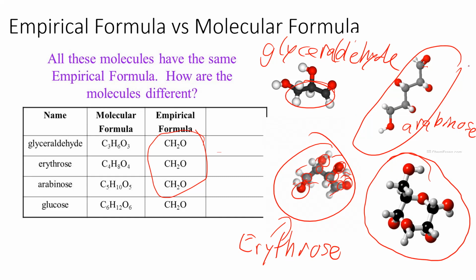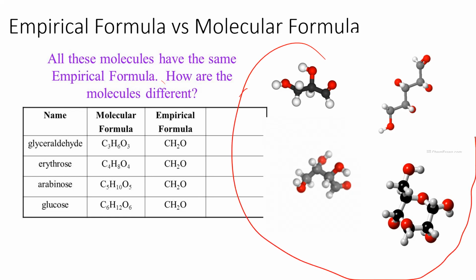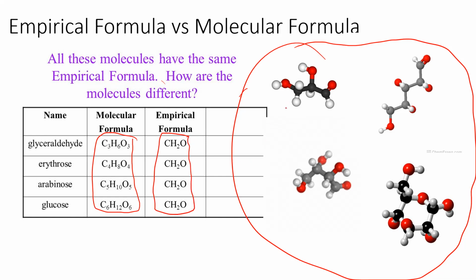So all of these molecules are different. They each have different chemical properties. They react differently. They bond to different molecules differently, which is why they have different molecular formulas. But they have the same empirical formula because the elements are in the same proportion. And later on in the course, you'll see that even if they have the same molecular formula, they can have different properties based on the way they're bonded. But just keep that in mind.